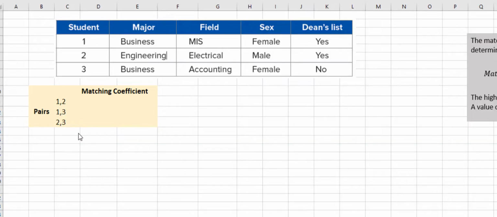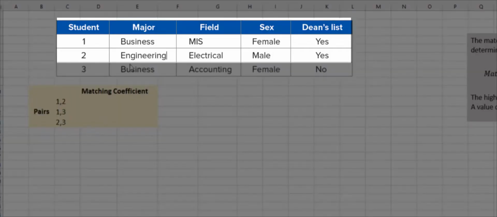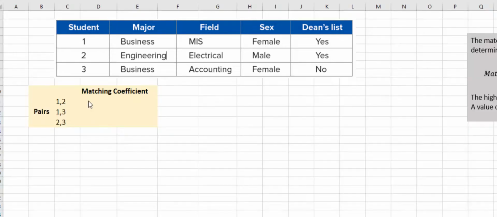Now let's start with comparing student 1 and 2. When you look at the measure, the first student is in business, the second student is in engineering. It's not a match. Field, MIS, electrical, not a match. Sex, female, male, not a match. Dean's list, both of them are on the dean's list, so it's a match. We have 4 variables and only one is matching. Therefore, the matching coefficient is 1 over 4, which is 0.25.